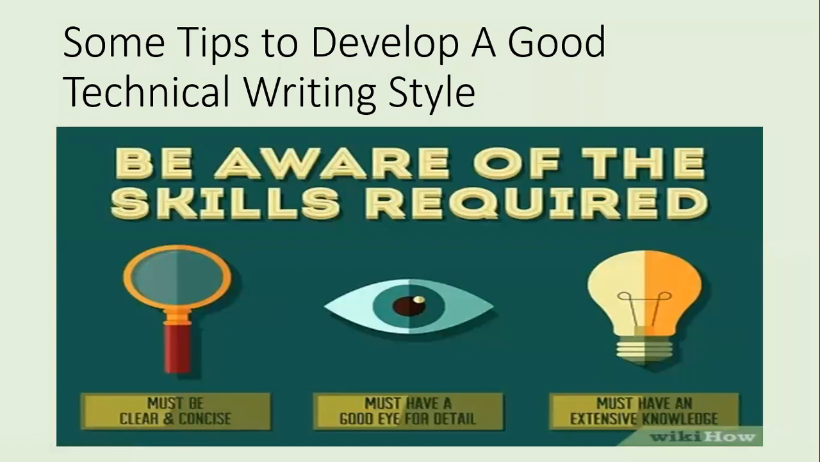These are some tips to develop a good technical writing style. So be aware of the skills that are required. First of all, you must be very clear and concise. And again, I think, like I said before, this goes for all kinds of writing. You have to be clear and concise. You must have a good eye for detail. So try to see what details you've included. Is it too detailed or is there very few details? So there should be the right balance.